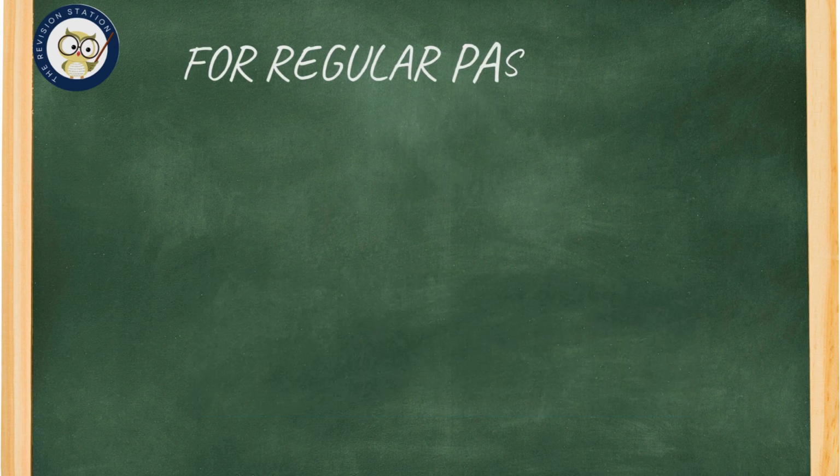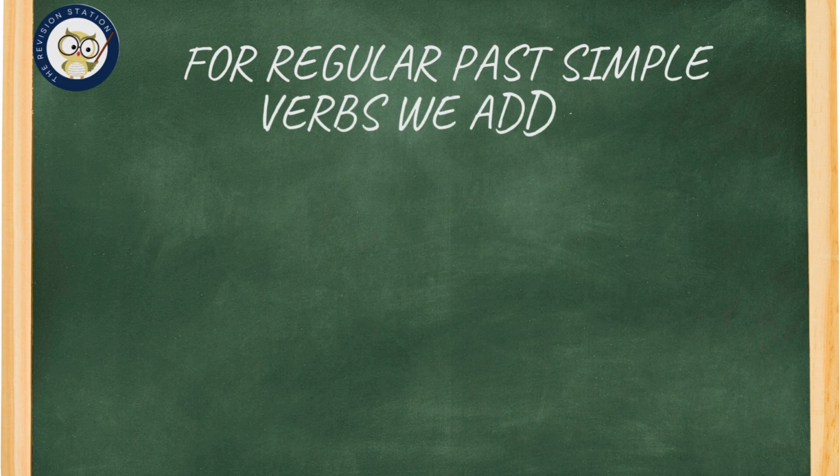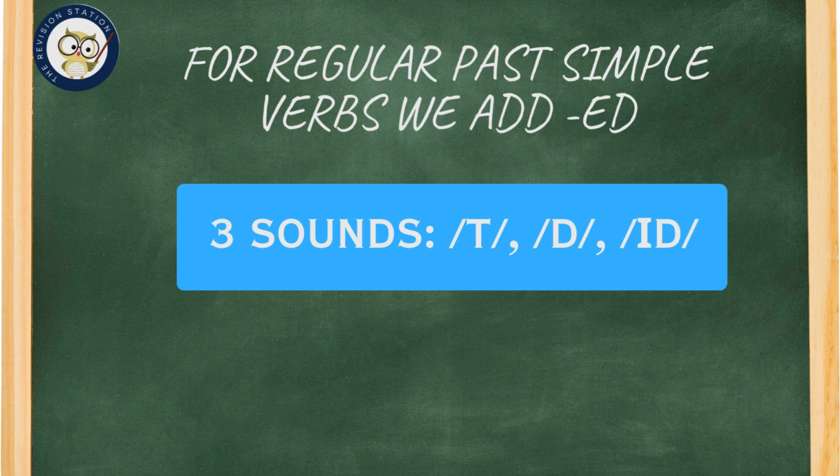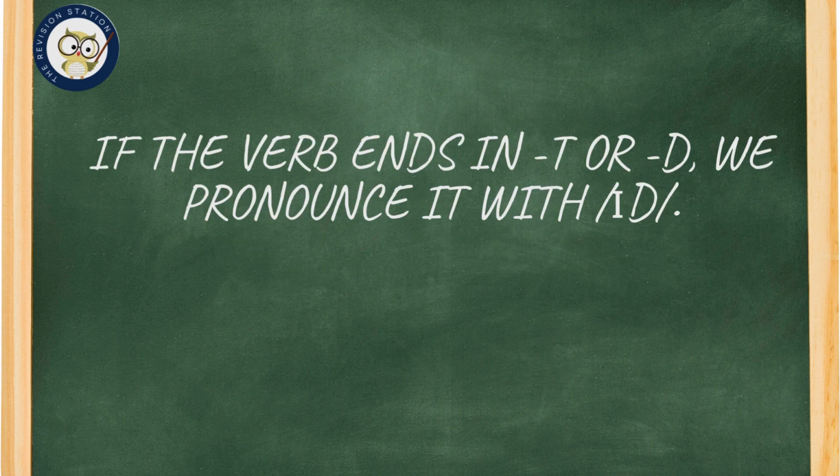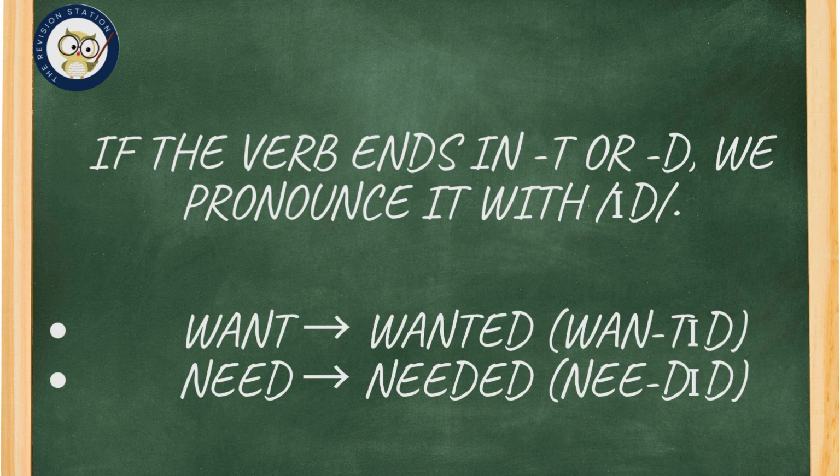For regular past simple verbs, we need to add ed. There are three sounds: t, d, and id. If the verb ends in t or d, we pronounce the ed as id.